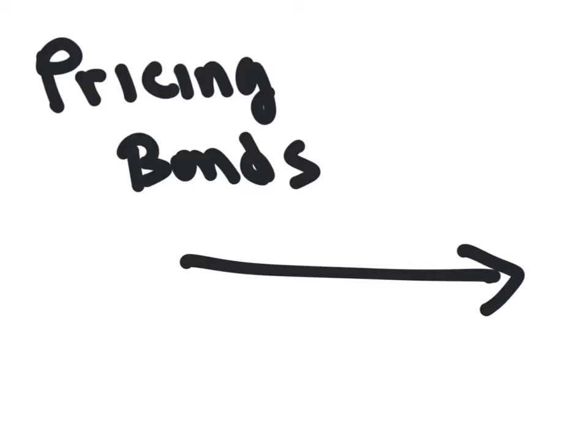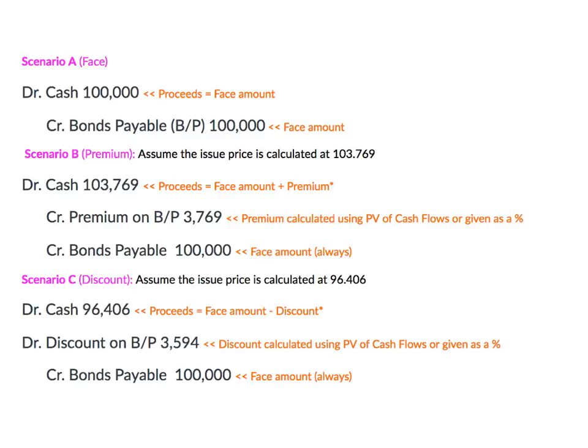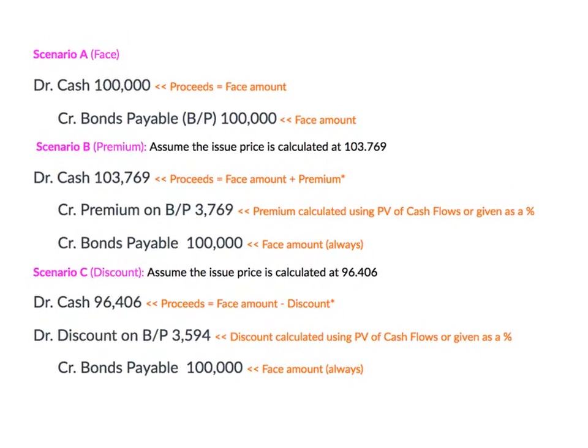So let's discuss how to price bonds. Now, to begin with, I want to provide you with a copy of a slide that includes journal entries for the three types of scenarios regarding pricing of bonds. This only deals with the issue transaction, and you're either going to issue at face, or at a discount, or at a premium.